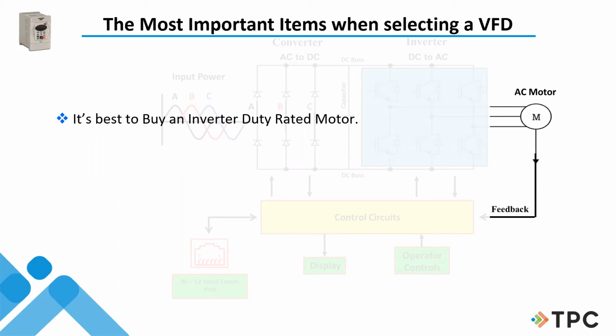So an inverter duty rated motor is the best way to go. I'm not saying that some general purpose motors don't run a long time on a drive, and it all depends on frequency and load and all those kind of things. But if you don't want to have problems, an inverter duty rated motor is probably the way to go.